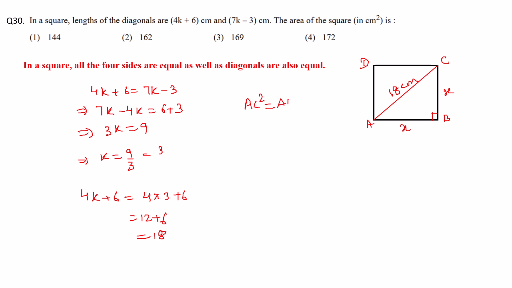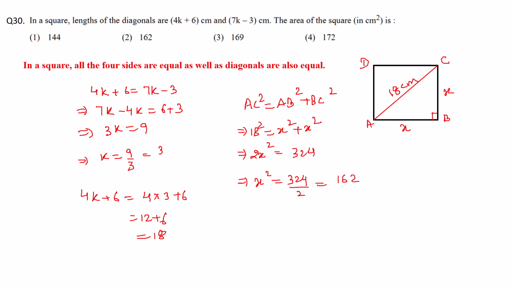So AC square will be equal to AB square plus BC square. AC is 18, so 18 square equal to x square plus x square. So from here I will get 2x square equal to 18 square is 324, and x square will be 324 divided by 2, which will give me 162. And what you have to find? Area. Area is side into side, means x into x, x square. And I got x square as 162 centimeter square. So second one is the correct option. Now moving to next question.